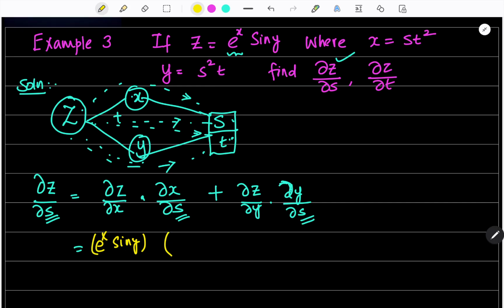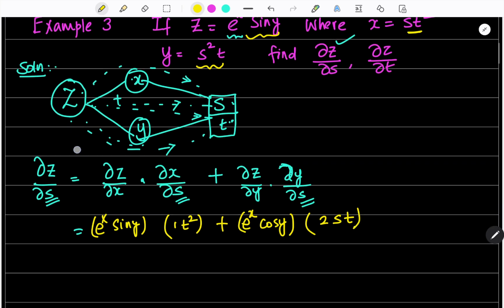Now the next is dou x divided by dou s. We are going to do it with respect to s. S is 1, and then t square, plus dou z by dou y. You are doing this with respect to y. E power x is a constant. The sine y derivative is cosine y. And then dou y divided by dou s. So this one you are going to do with respect to s. So s square t is 2st.